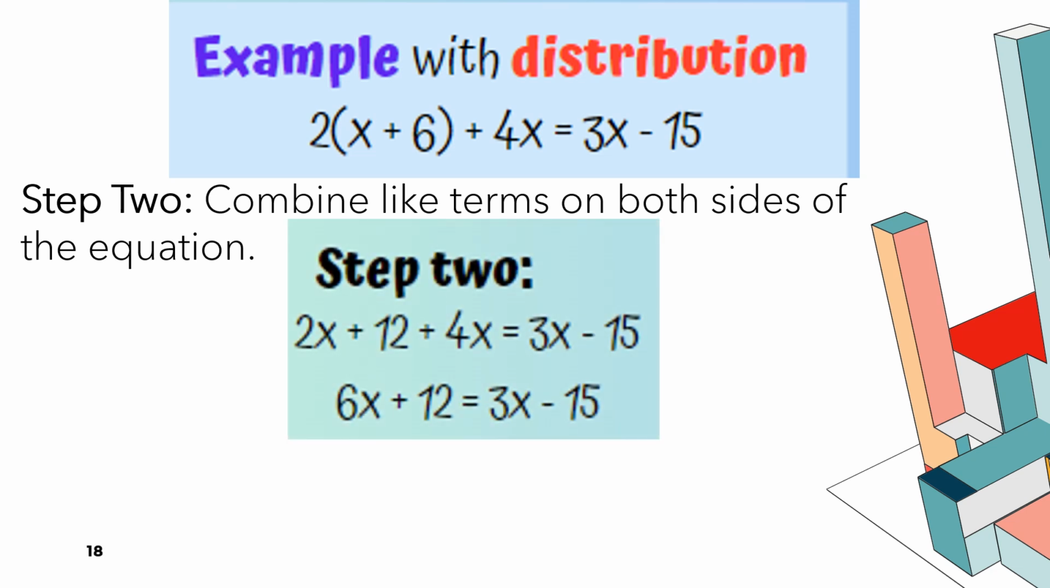Let's focus on one side at a time. We combined the 2x and 4x on the left side to get 6x. Now, let's look at the right side of the equation. Can we combine any terms there? Remember, we can only combine like terms. There are no like terms on the right side of the equation. So, we say it is already simplified. Now, we are ready for the next step.